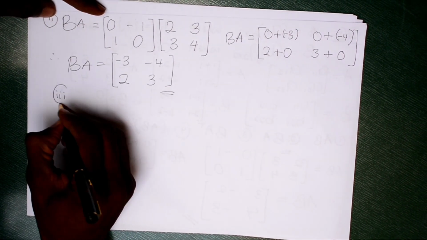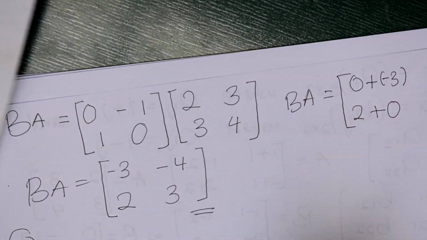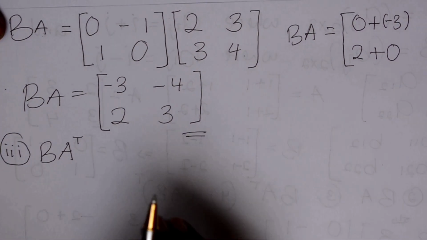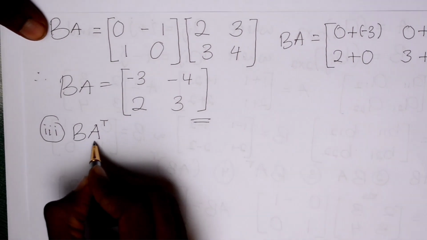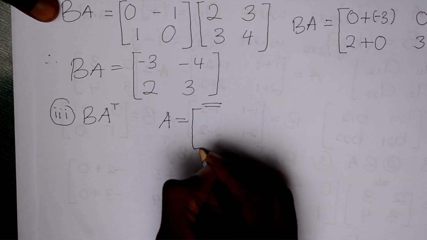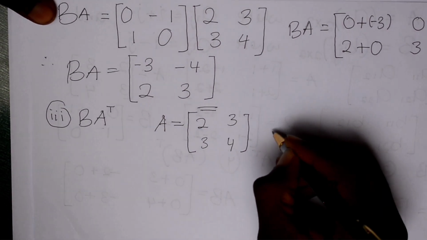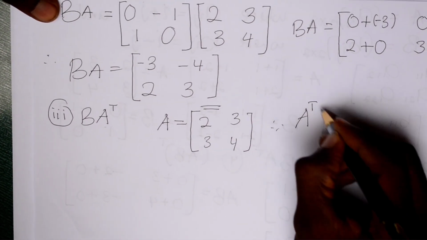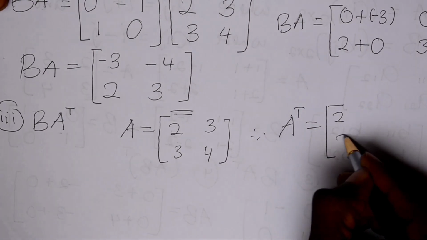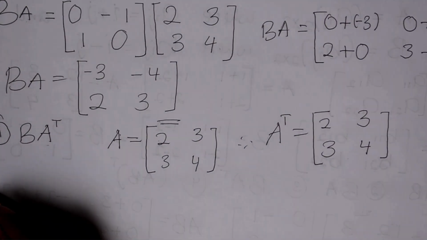Then question number 3 says compute BA transpose. First, what we have to do here is find A transpose. So here we go. Matrix A is given as 2, 3, 3, and 4. So now we are to transpose this matrix. A transpose will be these rows to columns: 2 and 3, and this row to column 3 and 4. So this is A transpose.